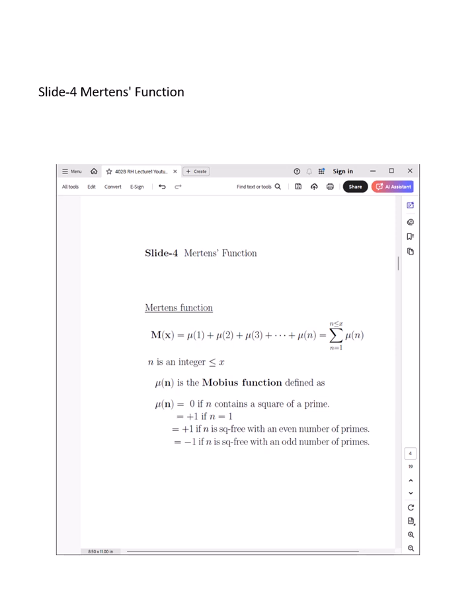On this same slide, we show how mu of n is defined based on the number of prime factors the number n contains. Mu of n equals 0 if n contains a square of a prime. Mu of n equals plus 1 if n equals 1. Mu of n also equals plus 1 if n is square free with an even number of primes. Finally, mu of n equals minus 1 if n is square free with an odd number of primes.